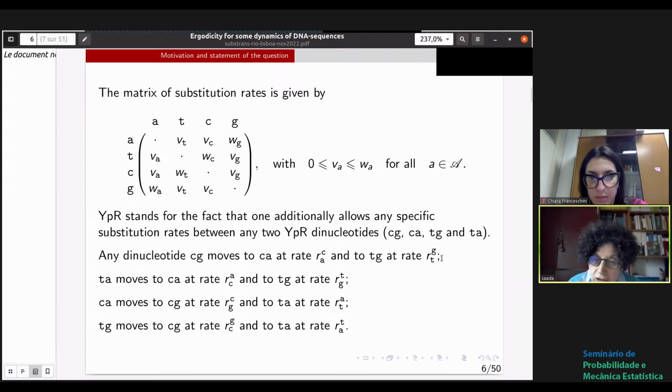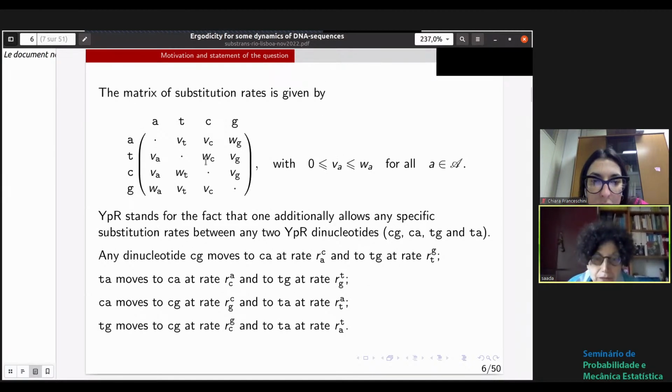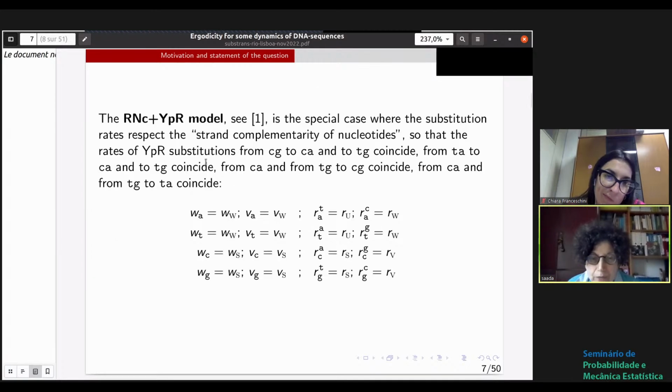So the rate we denoted by RTG. You see there are many, many rates, more R. And then this RN plus YpR is a theoretical model. It doesn't correspond to any biological setup, really. It's just a model with a huge amount of parameters. And something more real, which exists, is something called the RNC plus YpR.